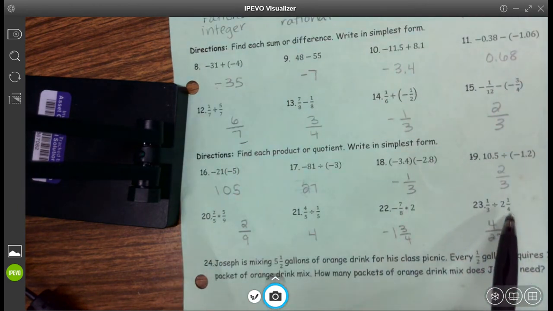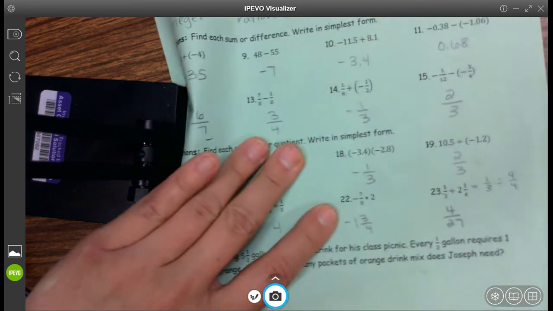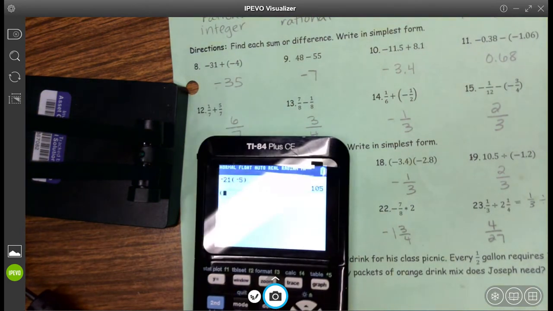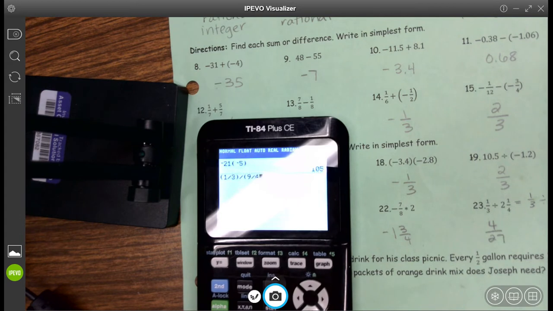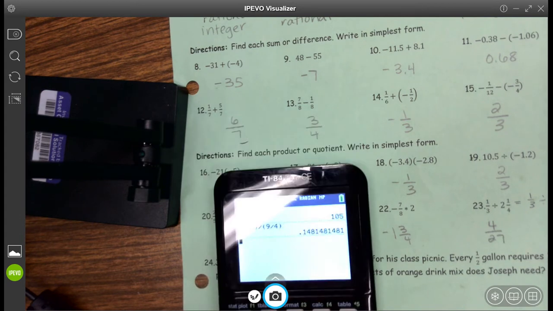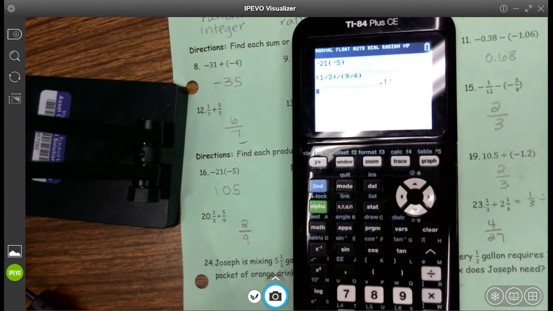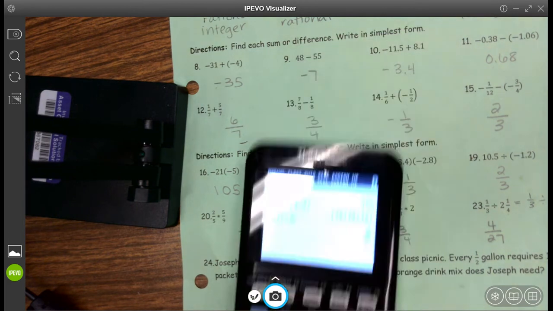2 1/4, I can't use mixed numbers in the calculator, so I'm going to make it 2 times 4, which is 8, plus the 1, so it's 1/3 divided by 9/4. Okay, so you have to make it an improper fraction before you put it in the calculator. So it's going to be 1/3 divided by 9/4. I don't like that, so I'm going to hit the math button. I'm going to go to fraction, enter, enter. 4/27. Okay.